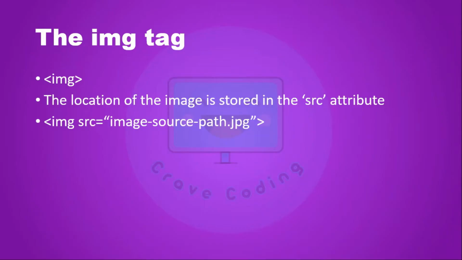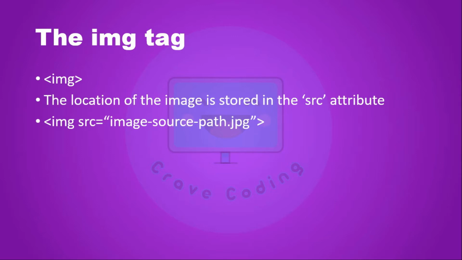So the image tag is what we use to show images to the user. And we do this by specifying within the tag where the image is stored using the source attribute. Now if you remember from the attributes tutorial, we used the img tag and created an image just to take a look at its source attribute. But in that time, we linked to an image from the internet.